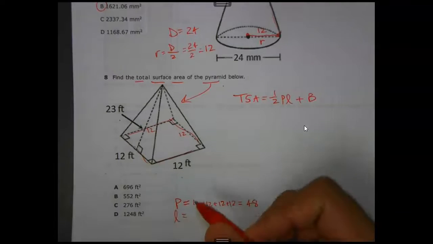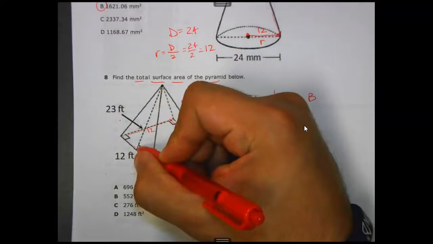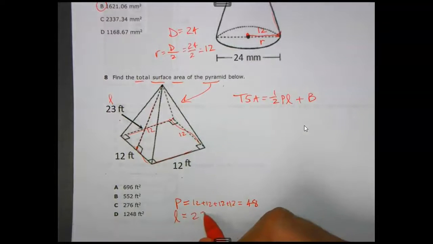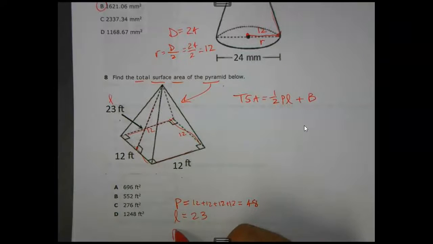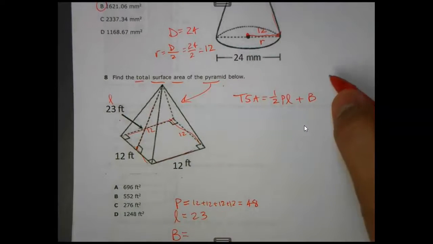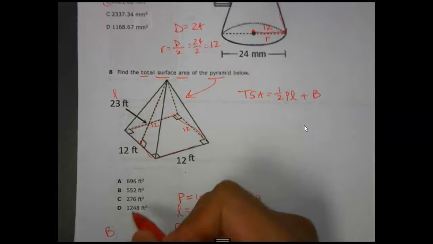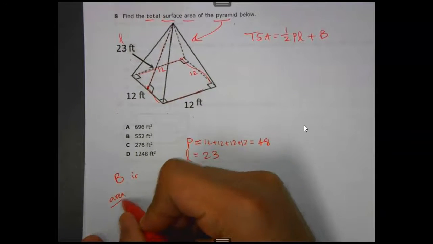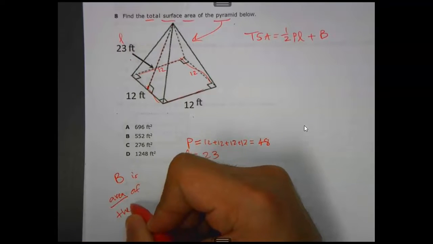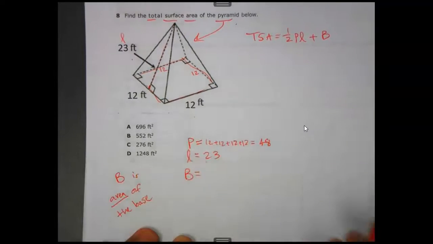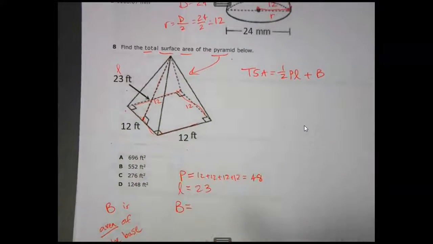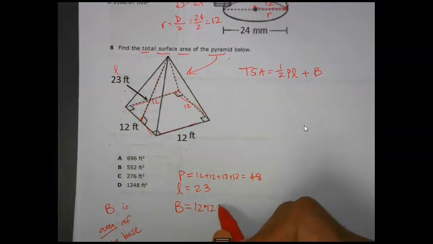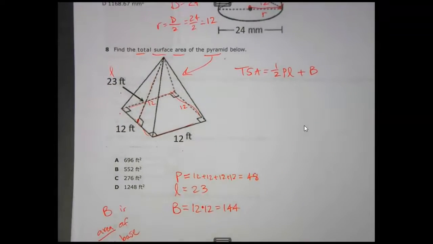L, the slant height, from the tippy tip to the edge side. Right here, this is my L. It's 23. And then my big B. Now, please remember, big B is the area of the base. So the question is, how do I find the area of a square? Well, it's length times width. 12 times 12, which is 144.